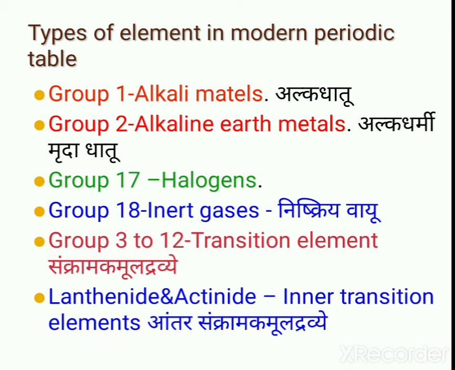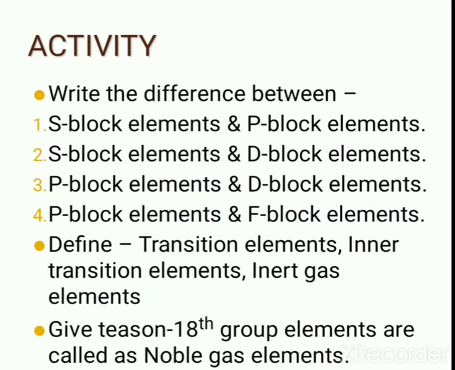Types of elements in the modern periodic table. In the modern periodic table given by Henry Moseley, there are different types of elements: group number 1 alkali metals, group 2 alkaline earth metals, group 17 halogens, group 18 inert gases, groups 3 to 12 transition elements, and at the bottom the lanthanides and actinides, which are the inner transition elements.